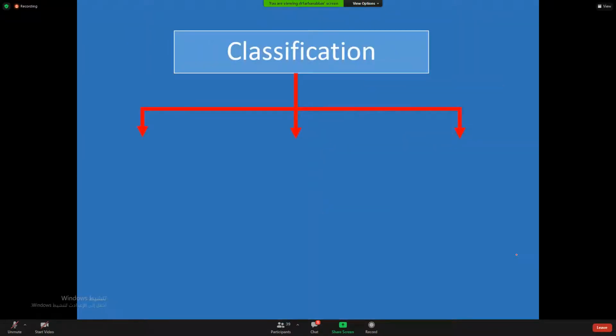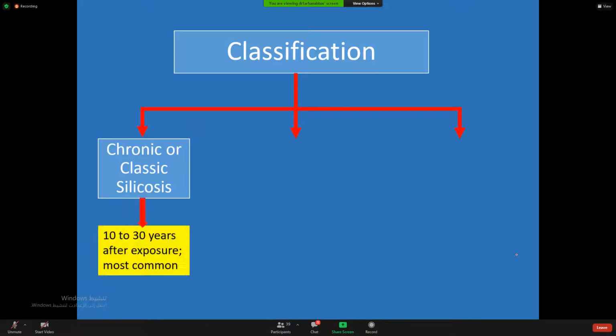The classification of silicosis is basically dependent on three things: the time duration of exposure, the time of development of symptoms, and the amount of silica to which the patient has been exposed. So for this, we have chronic silicosis or classic silicosis, which occurs about 10 to 30 years after exposure, which is the most common one.